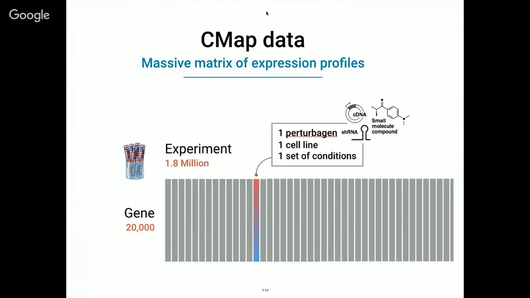So in the CMAP world, this is how a query happens. As I mentioned, the data set is a massive matrix where every column is an experiment. We currently have close to 2 million such experiments. And every row is a gene, of which there are about 20,000. The first 1,000 of these genes are the ones we measure in the assay, and the remainder are ones that we infer in the manner I just described.